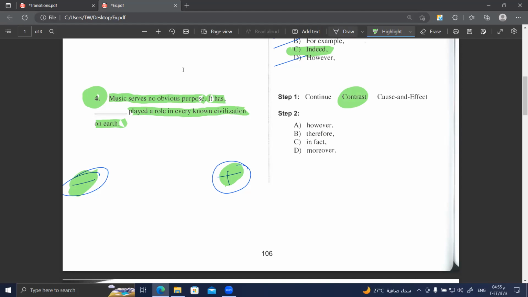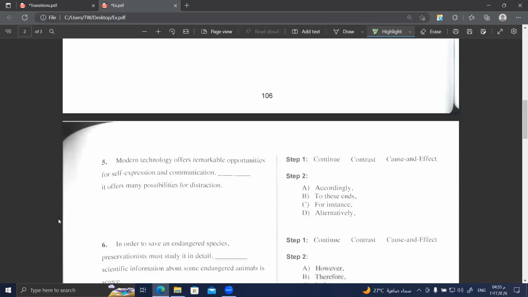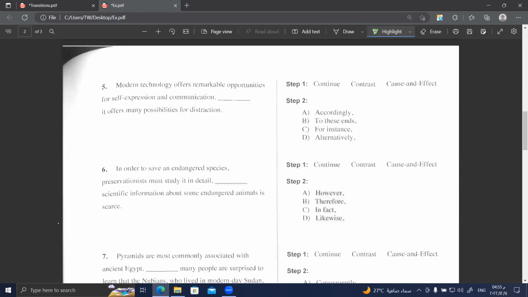Which word from these indicate contrast or contradiction? Just one word, which is however. Okay? So, number 5, guys. Send the answer, all of you.